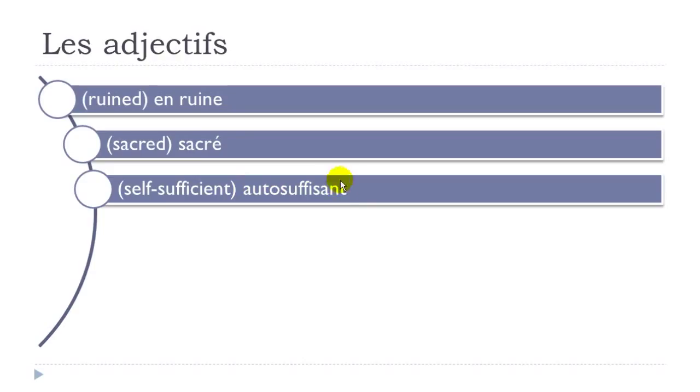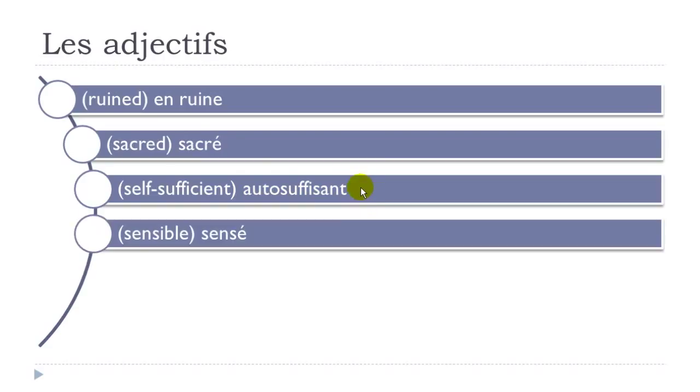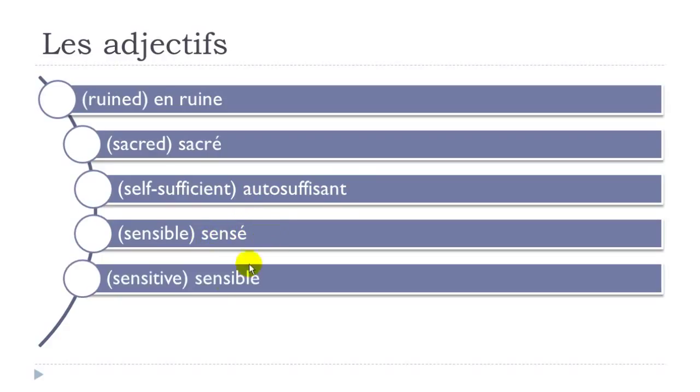Autosuffisant, final T not pronounced. Autosuffisant. Censé, final E, accent aigu, et censé. Sensible, okay, final E not pronounced, bl will be the last sound. Sensible.